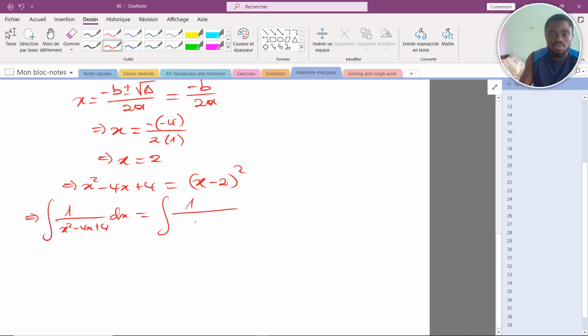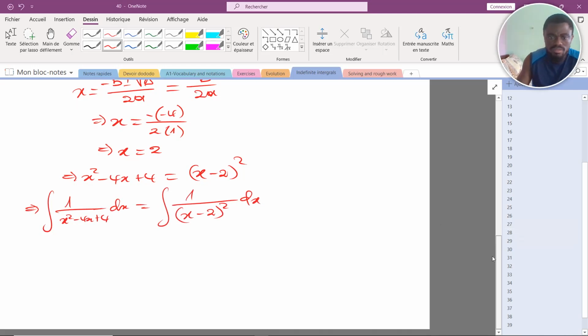Integral of 1 over (x minus 2) all squared dx. And we basically know how to integrate this. This is a linear expression, so we are basically in the form of integrating 1 over (ax plus b) to the n dx, and we know how to integrate this.